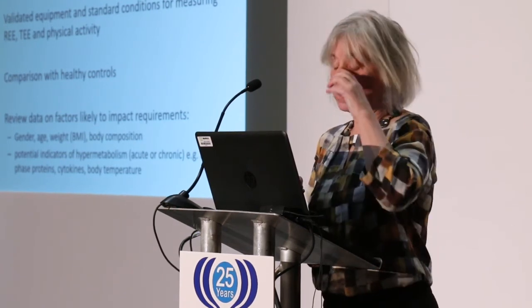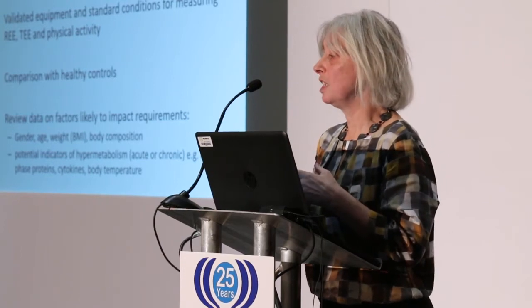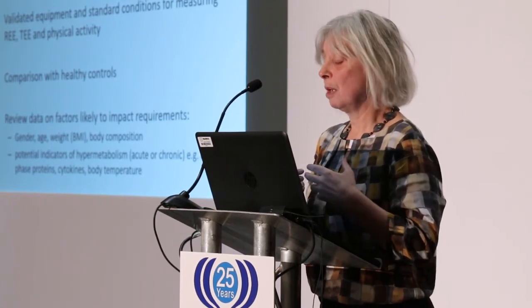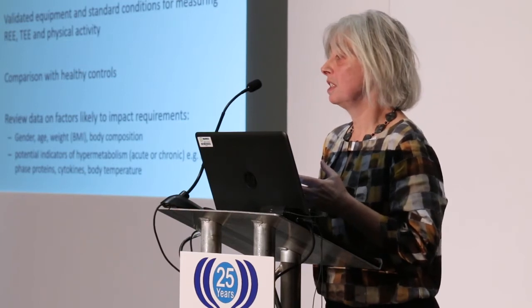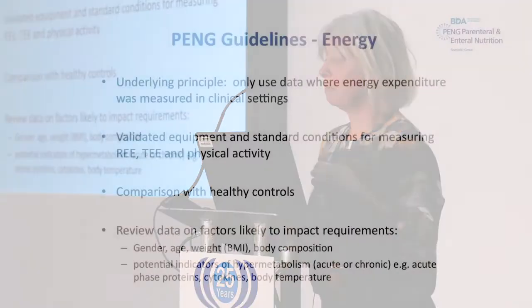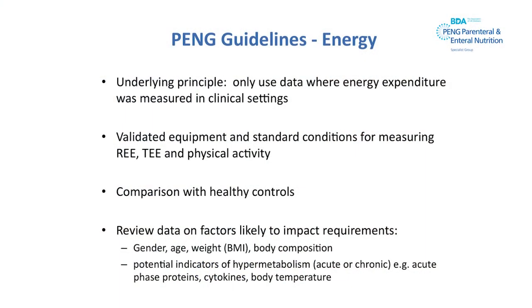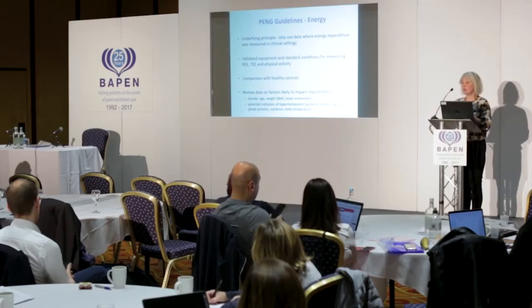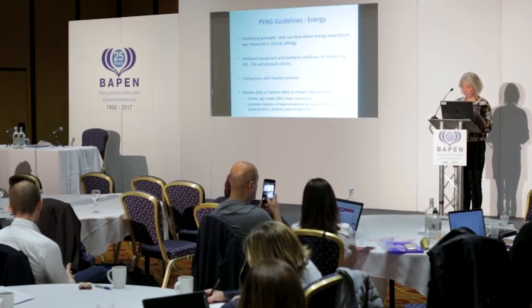Ideally, we've been looking for studies where they've compared the sick population with healthy controls, although we have found an awful lot of studies where there's just the sick population. And what we've also done is we've paid particular attention to information that's in the studies about factors that might impact on the patient's requirements, such as gender, age, weight, and body composition, but also potential indicators of metabolic state, whether they're acutely or chronically unwell, or whether they're stable, or whether they're in the anabolic state.